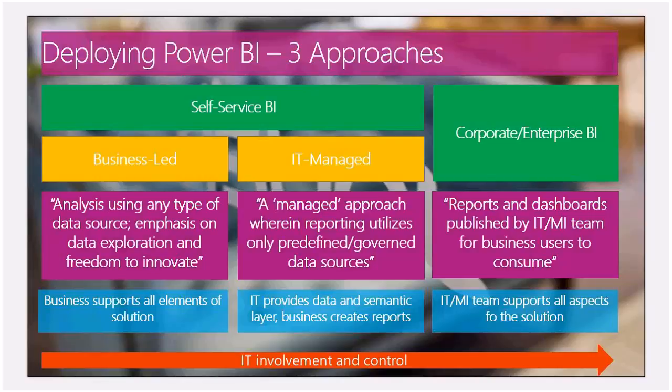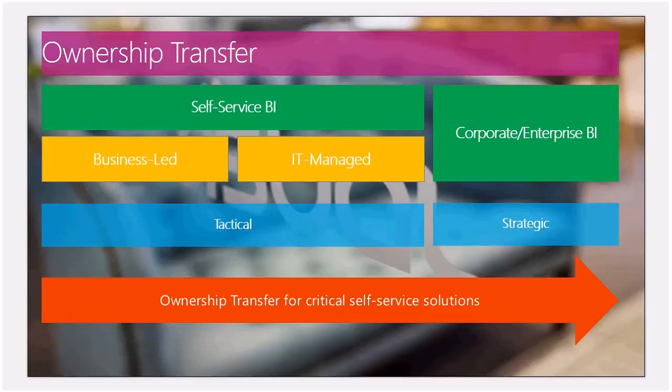Typically what happens with these three deployment scenarios is the reports often start off business-led. Over time, the reports then become critical to the business. The data may move into an IT managed scenario, and eventually to an enterprise BI team. It may turn into a strategic report. So what tends to happen is those strategic reports, or those ones that are critical to the business, tend to then move to the right there and to be managed more by an enterprise BI team.